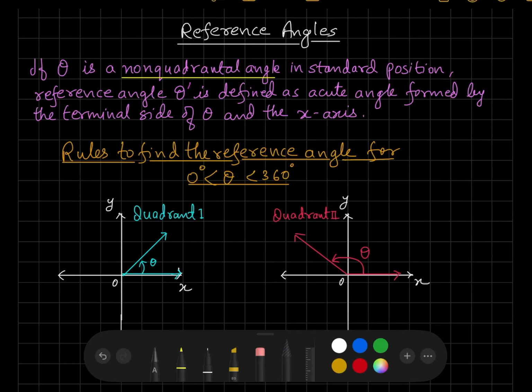Let's learn reference angles today. So, if theta is a non-quadrantal angle, what does non-quadrantal angle mean? Let me show you here. These are my axes.